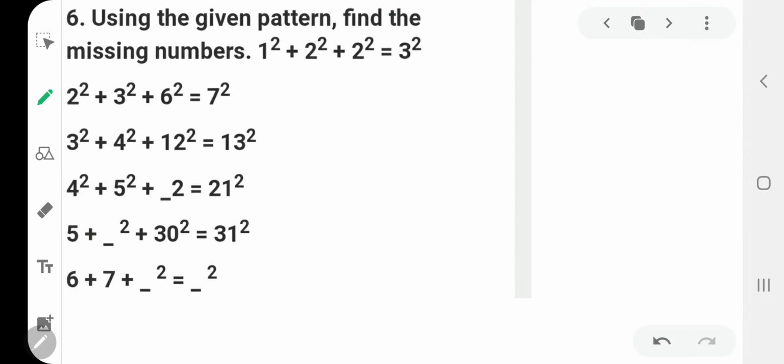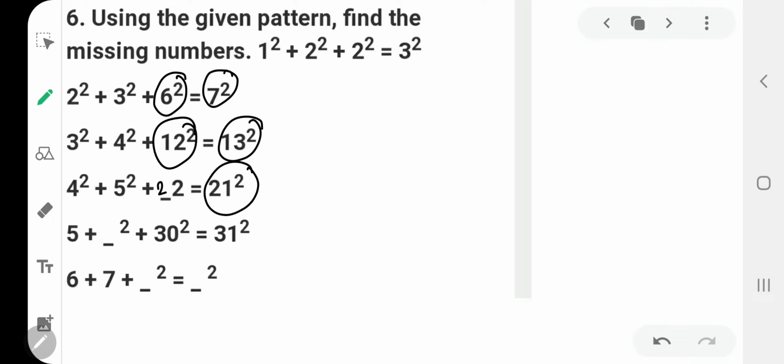Again, using the given pattern, you have to find the missing numbers. Now you can see what you have to do. You have to make relations. Now you can notice here 6, here the square of 7, here the square of 12, here the square of 13, here 21, so here it will be 20, the square of 20. So it's consecutive numbers. Here 30, here 31, here both are missing. Okay, let's see what else it is.